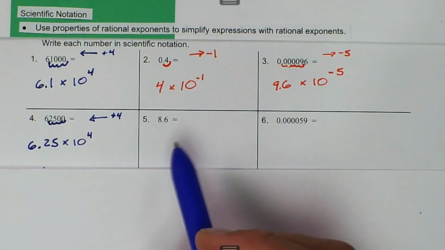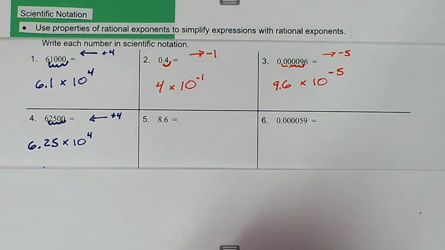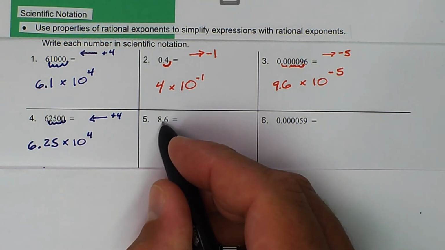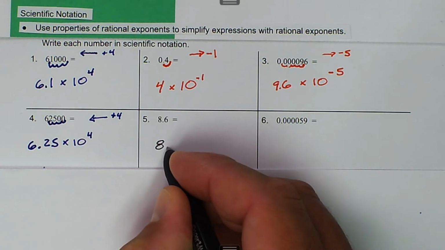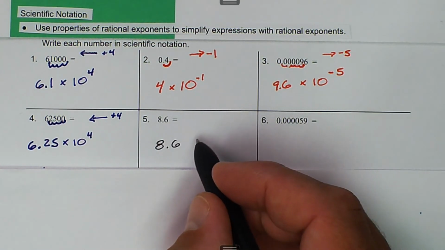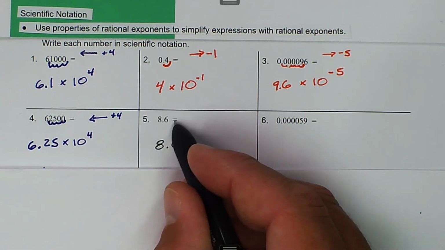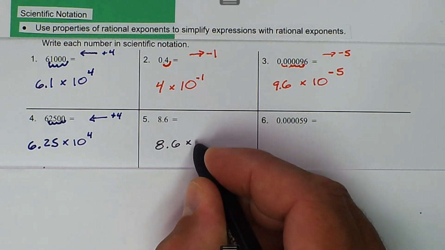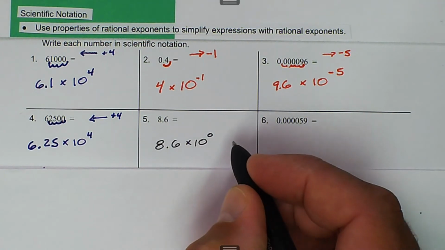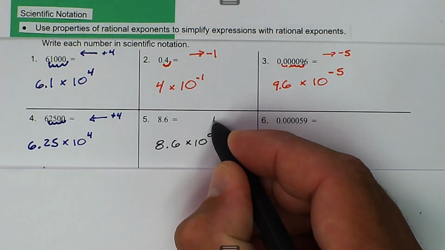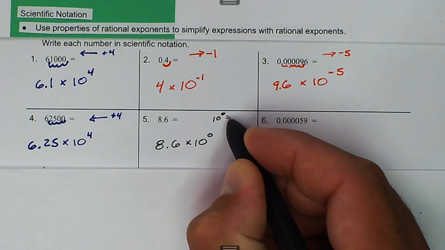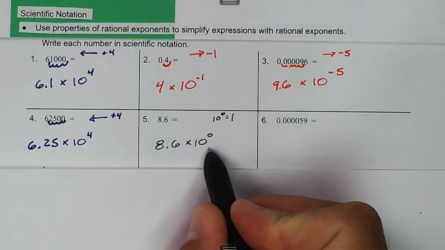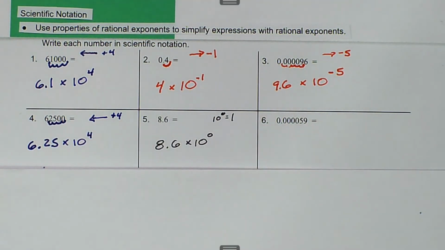Here we have 8.6, and we want to write that in scientific notation. Well, in this case, the decimal point is already in the correct location, so that's just going to be 8.6. We didn't move it to the right. We didn't move it to the left. So that is going to be times 10 to the 0 power. And remember, anything to the 0 power is equal to 1. So this just says 8.6 times 1, which remains 8.6.